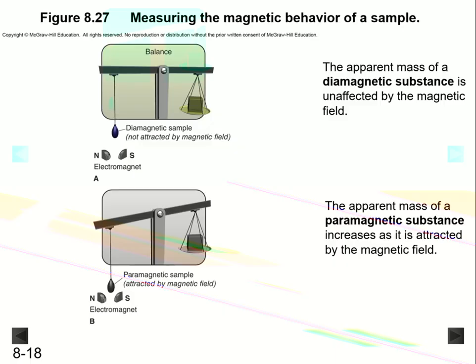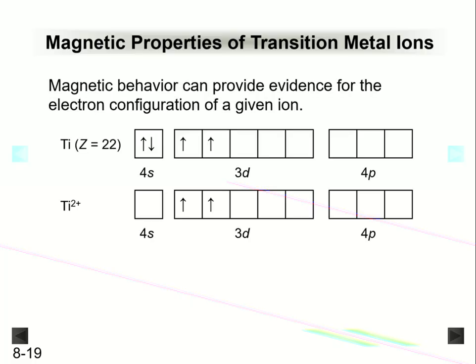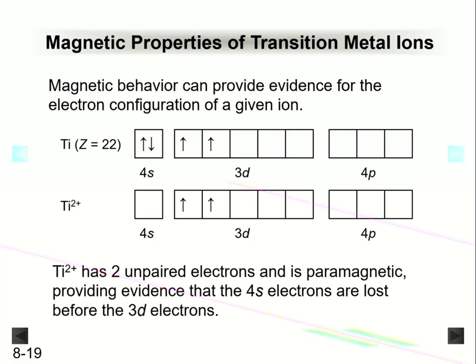Below that, in kind of rust color, is the paramagnetic material. And that's attracted to the magnetic field. So it'll be pulled down. And in fact, depending on what the force is on pulling, that tells you how many unpaired electrons you have in your sample. So these magnetic properties can tell us something about the electron configuration of an ion.